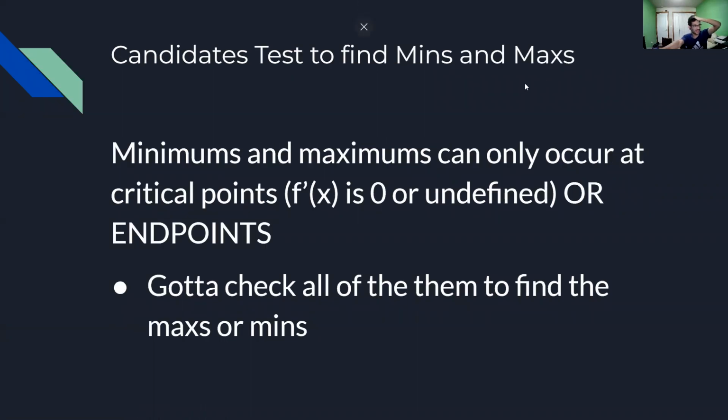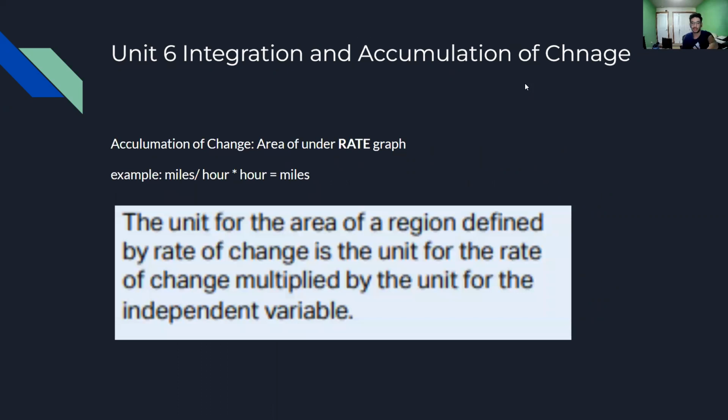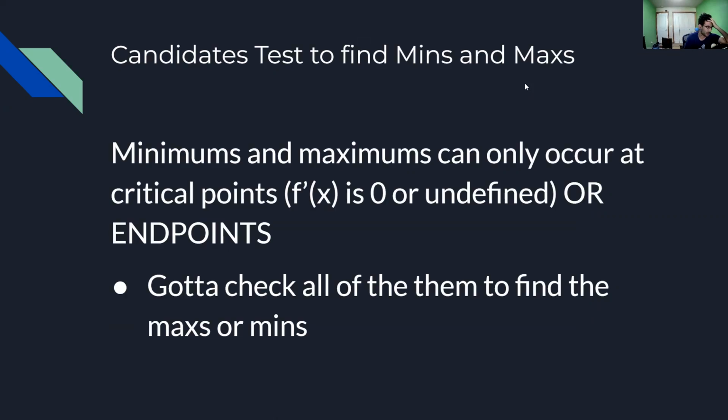Okay, this is the candidate test to find mins and maxes. So basically, minimums and maximums on any interval can occur when f prime of x is equal to 0 or f prime of x is undefined. Those are called critical points. And also you can find minimums and maximums at the endpoints.